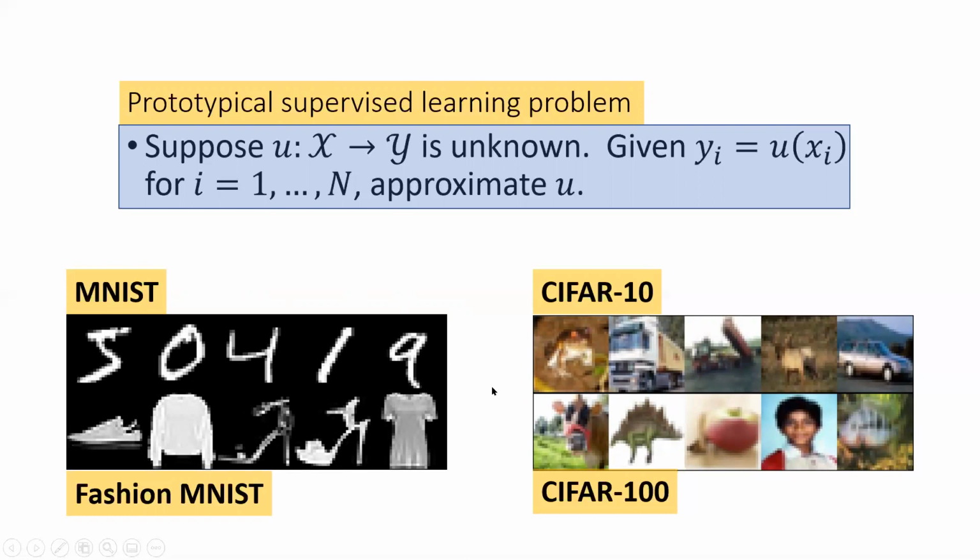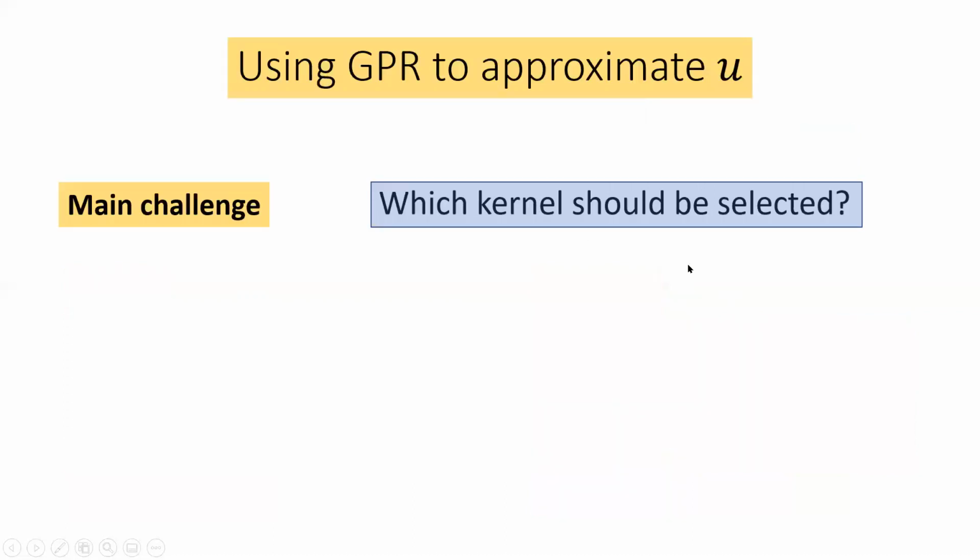How do you construct a kernel that has a low covariance between this frog and this truck, and a high covariance between this truck and a slightly different looking truck? That is a very difficult problem, especially considering there's something like 3,000 dimensions in CIFAR. So the main challenge is what kernel should be selected, especially in these high dimensional settings.